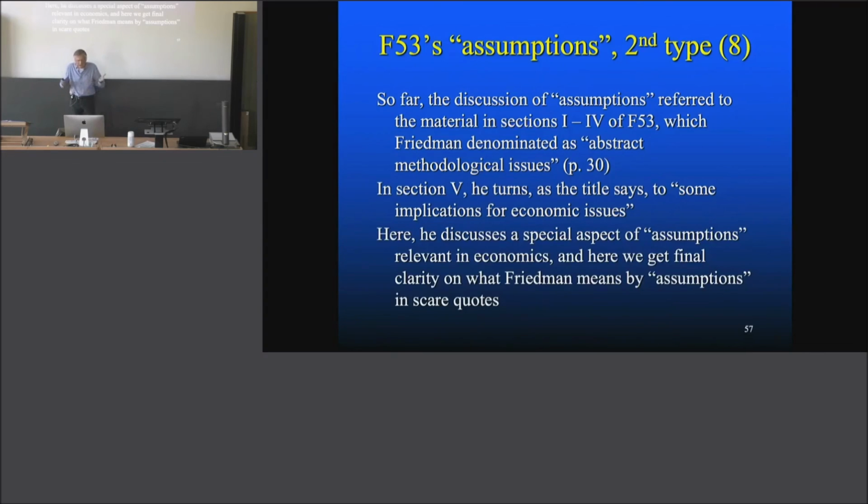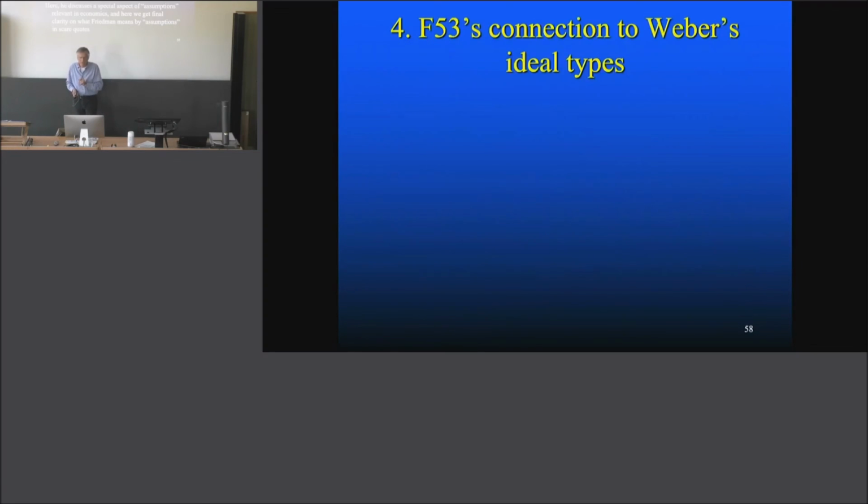And here he discusses a special aspect of assumptions that's relevant in economics. And here we get final clarity on what Friedman means by assumptions in scare quotes. So far, we only know, okay, they're intentional falsities. The falsities are generated such and such, first kind, second kind. And then he's getting more concrete and he's going to tell us in which way these falsities of the two kinds are generated in economics. All right.